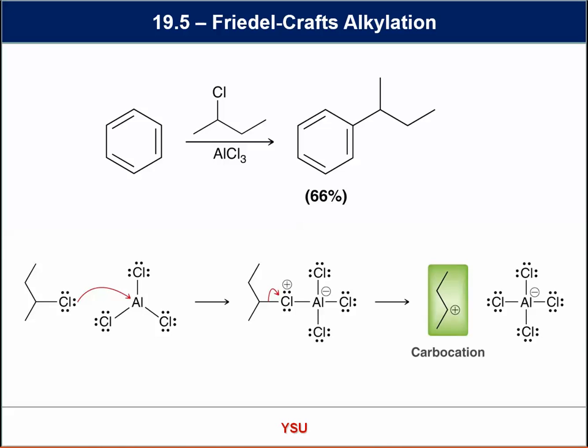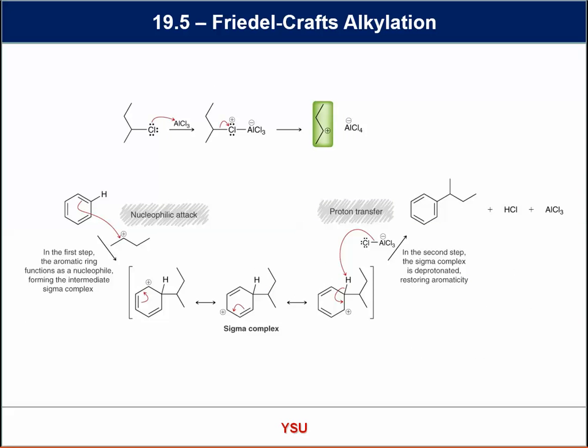The Lewis acid complexes to the halogen at the bottom, and if the carbocation is suitable, if the leaving group is able to break off and form a decent carbocation like a secondary or tertiary, it will. And you can see at the bottom here the secondary carbocation gets formed, and that becomes your electrophile in the electrophilic aromatic substitution process. We then get exactly the same type of mechanism.